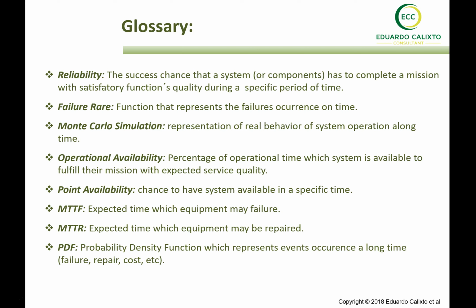Point availability is another concept that we can see in many studies and software, but definitely we need to be careful. Let's compare it to operation availability. Operation availability, of course, is the most effective index, but we need to understand the concept of point availability. That's the chance that the system is available at a specific time. Once we understand the concept and difference between point availability and operation availability, it will be clear how we need to use operation availability as a performance index.